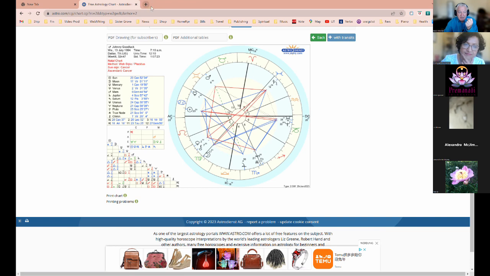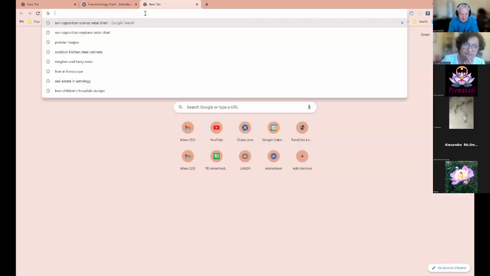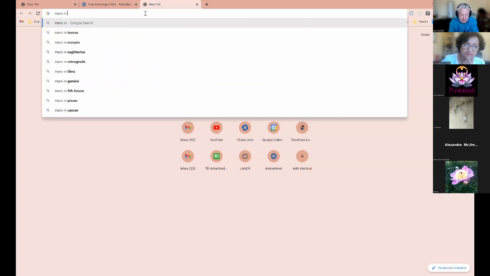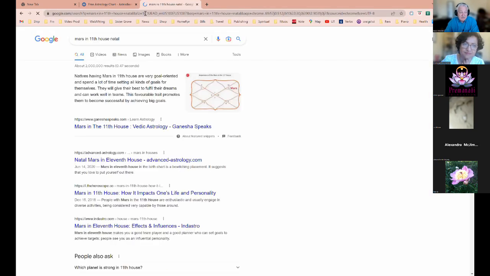Okay, so again, we go to Google and we put Mars in 11th house, natal, because we want to look at the birth chart. That's what that means. We press enter, and here we go.